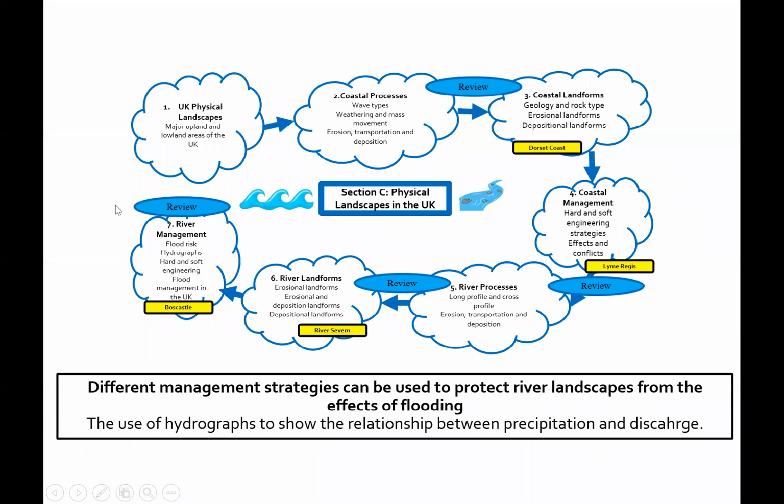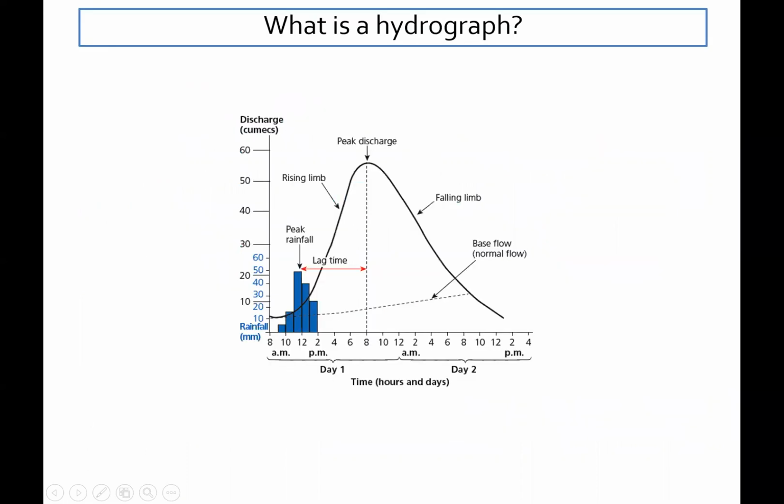So final section here, river management. We're here looking at hydrographs. Once we've done today, we'll start looking at how we manage flooding through hard and soft engineering. So it's the use of hydrographs to show the relationship between precipitation and, oh, sorry, typo, I should say discharge. So this is your hydrograph.